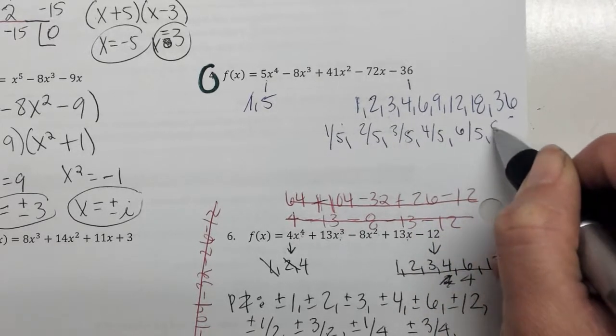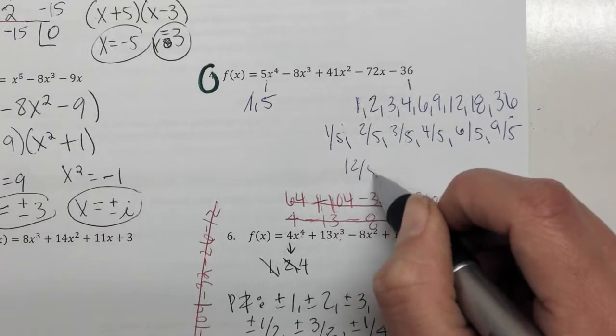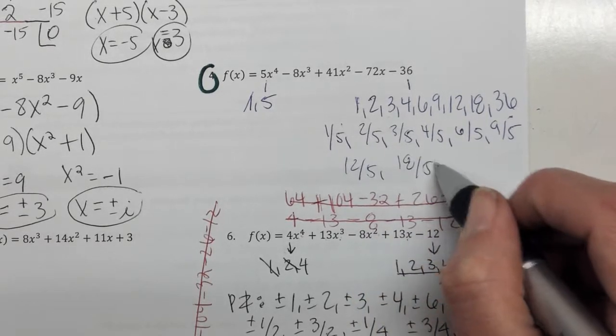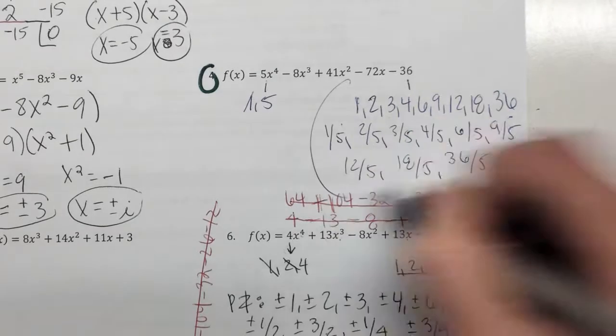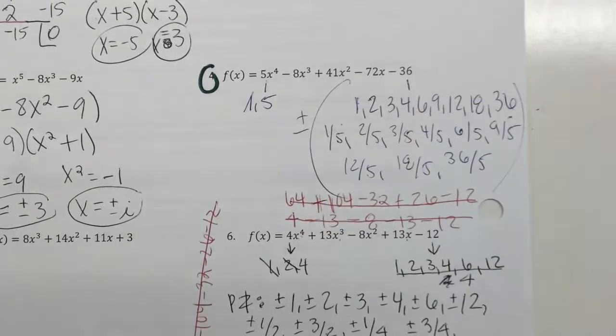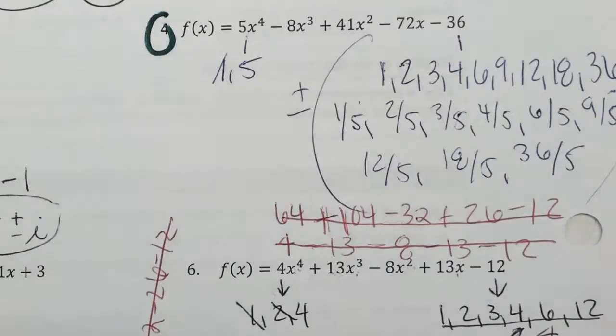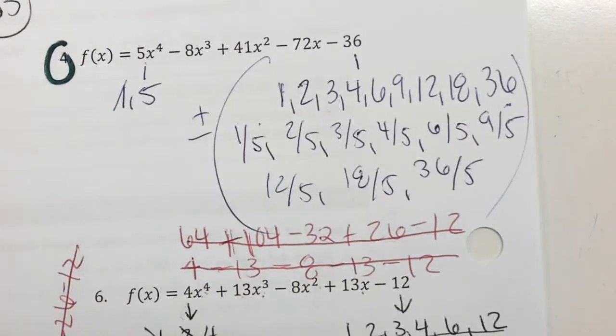6 over 5, 9 over 5, 12 over 5, and 36 over 5. And all of these should have a plus or minus with it. I'll just put it on the outside of a parentheses. That way you don't have to write it 100 times. Alright, so these are all the possible zeros.